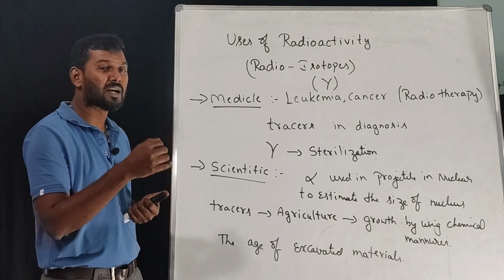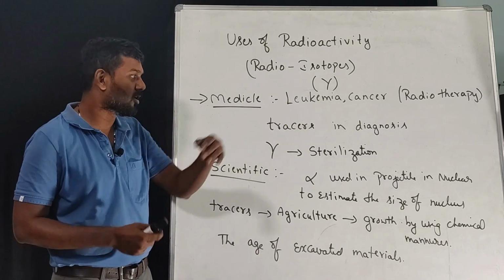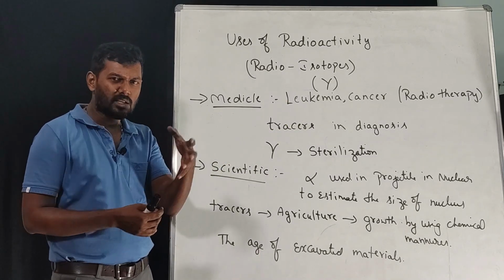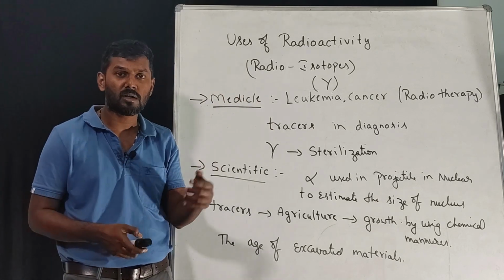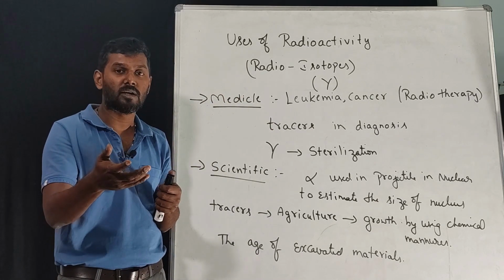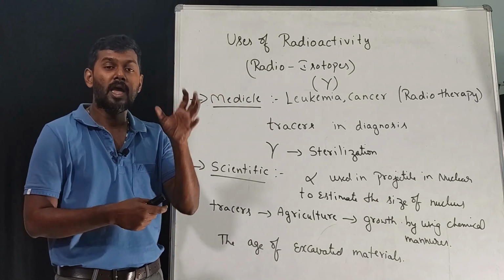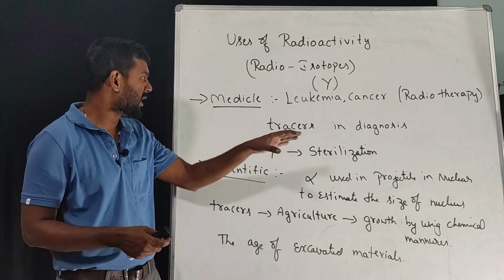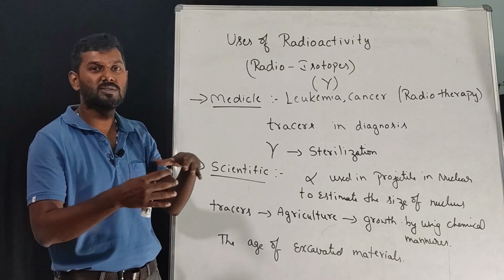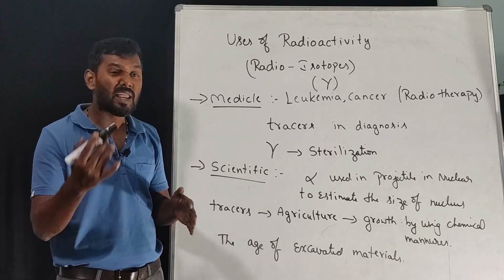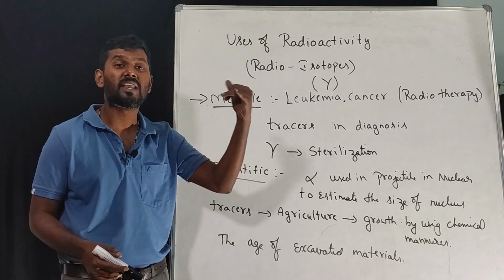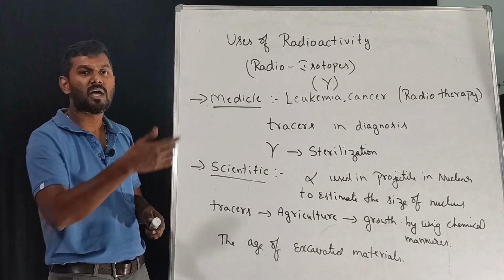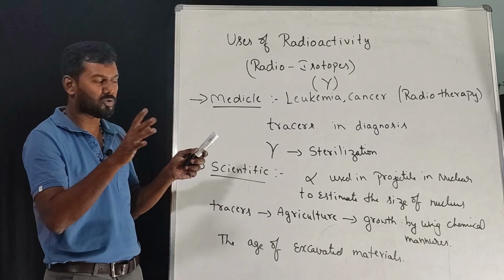Next, it is used as tracers in diagnosis. What do you mean by tracers? Tracers are used to identify any brain tumor or blood clot in our body, so that we can easily cure them before it causes fatal damage. Next, gamma radiations are used in the sterilization process, the cleaning process of bandages, dressings, all those things.